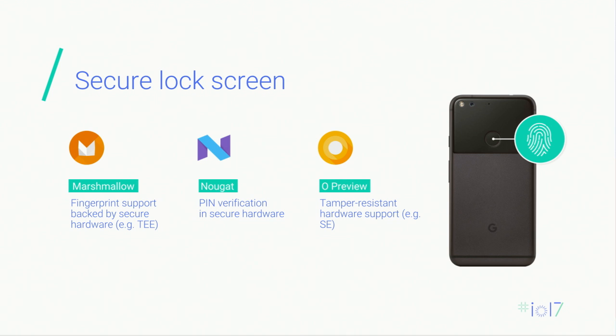From the very beginning, the fingerprint verification was required to be implemented in secure hardware, such as the Trusted Execution Environment, the TEE. With Android Nougat, we started requiring that PIN pattern password verification also take place in secure hardware. And now with Android O, we're adding in support for tamper-resistant hardware. So similar to the chip that you see in credit cards today, Android now supports having that chip be embedded in the hardware and using that chip to do PIN pattern password verification. This significantly raises the bar, makes it much, much harder to perform a physical attack against the device to bypass the lock screen.